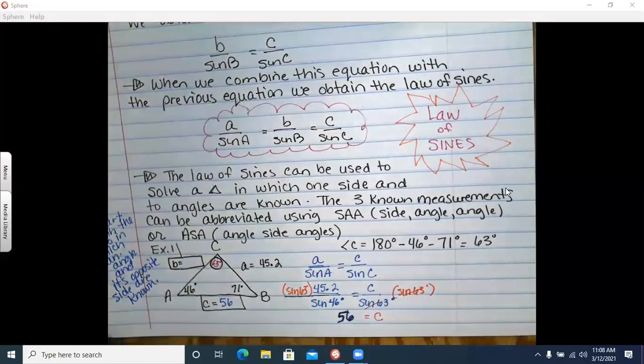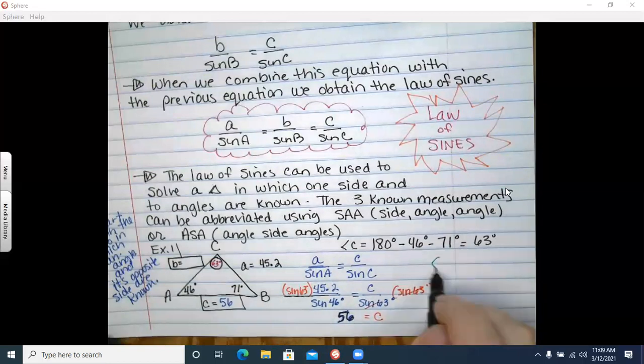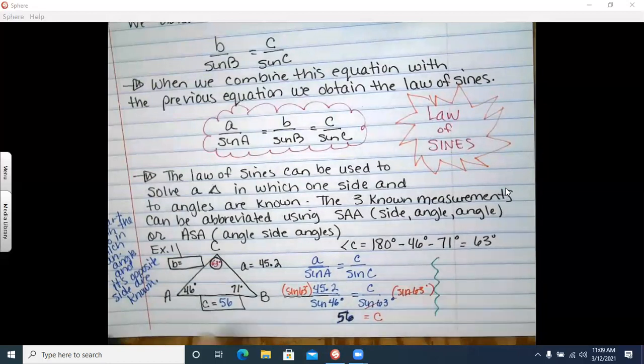All right, now we need to find b. Hopefully my green shows up. So now I know angle A and its leg opposite. I know angle C and its leg opposite. So I could use either one of those, a over sine A or c over sine C. Whichever one I use, I've got to set it equal to b over sine B because that's what I need to find, right?